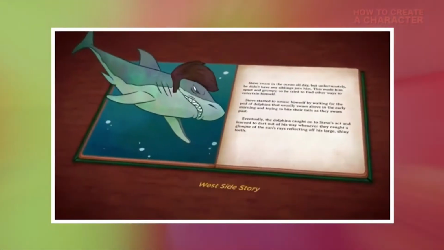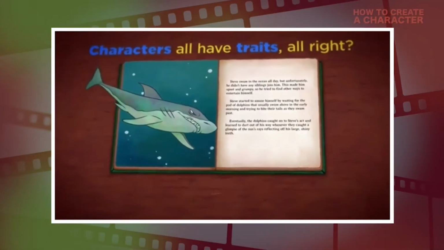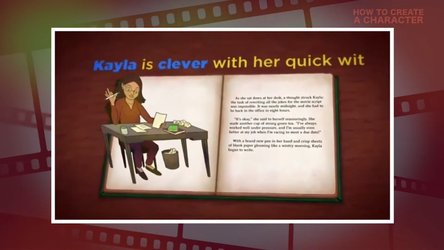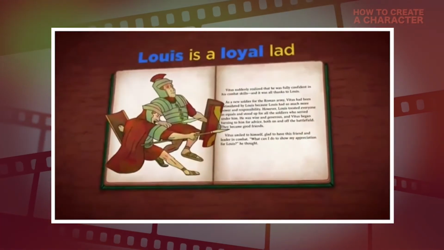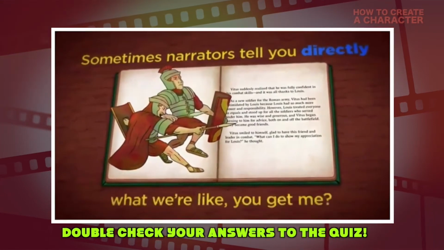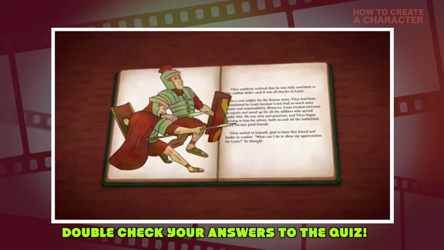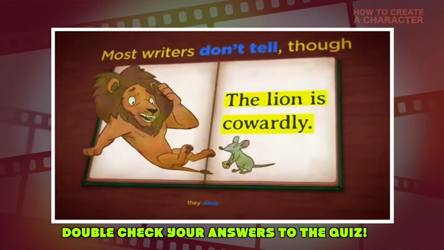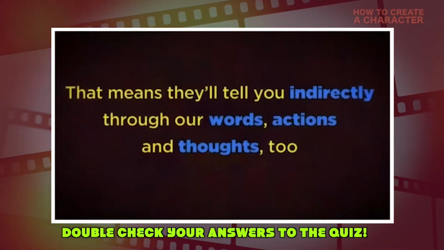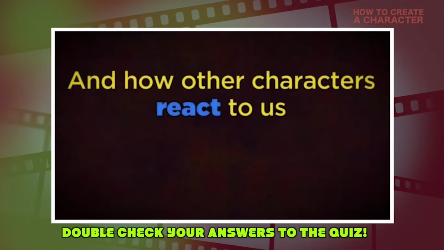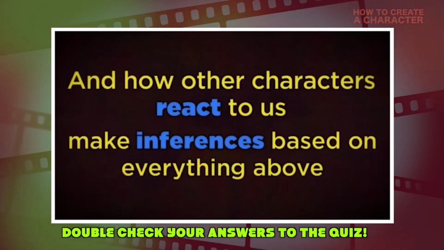Here we go. Story. Characters all have traits, alright? Descriptive adjectives that tell you what we're like. Kayla is clever with her quick wit. Lewis is a loyal lad I like to roll with. Sometimes narrators tell you directly what we're like. You get me? Like the lion is cowardly. Hello? Most writers don't tell though, they show. That means they'll tell you indirectly through our words, actions, and thoughts too. And how other characters react to us. Make inferences based on everything above.